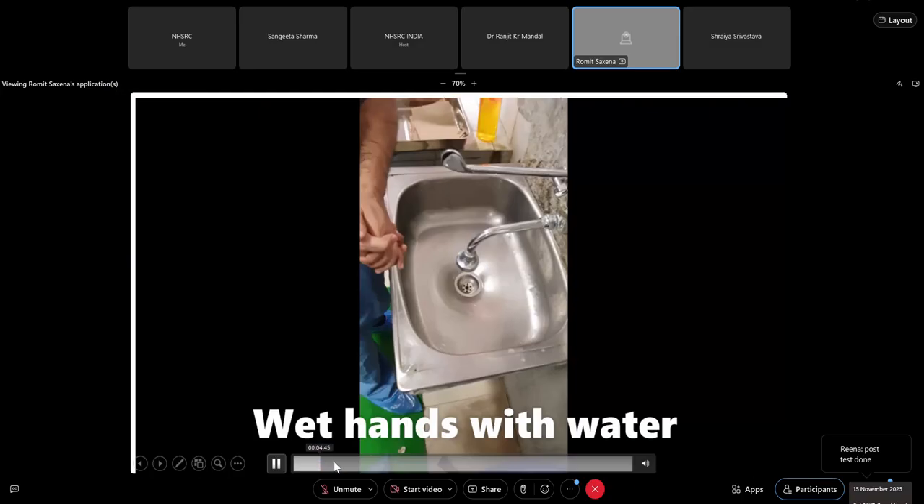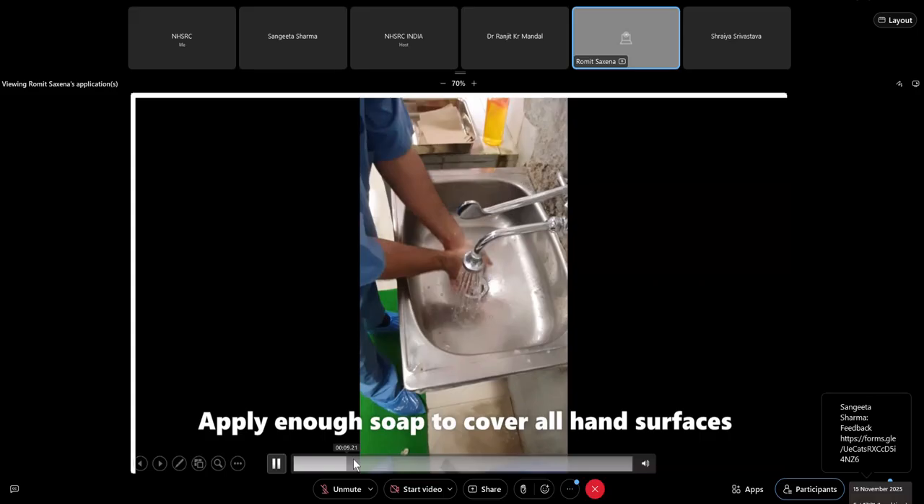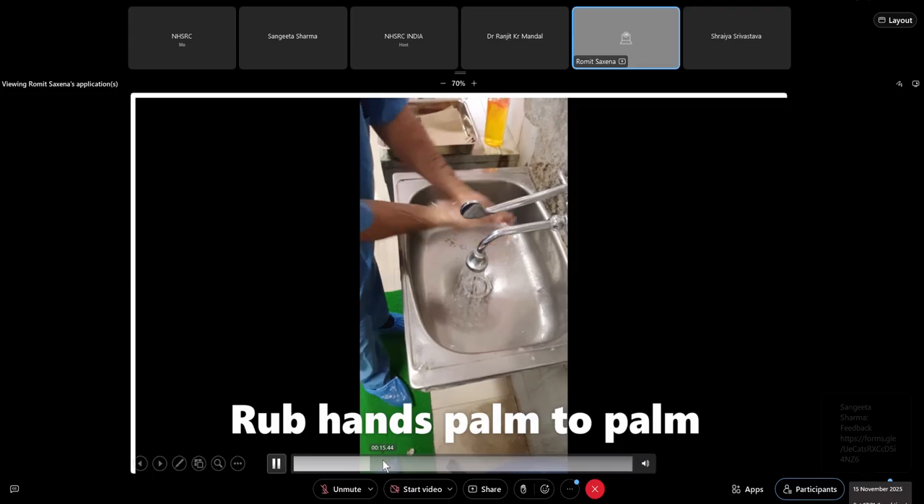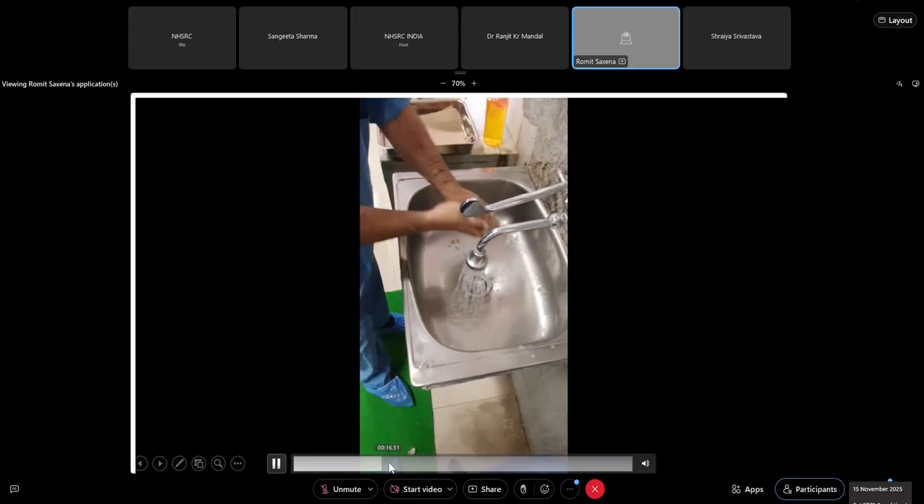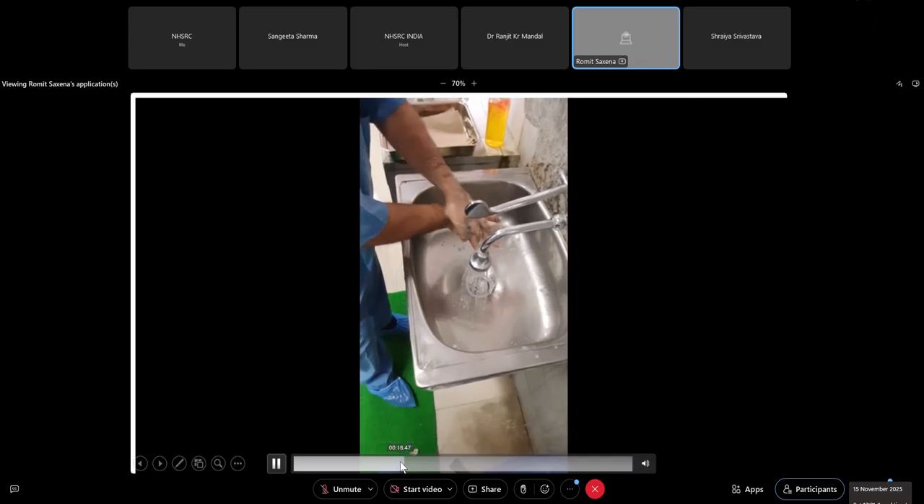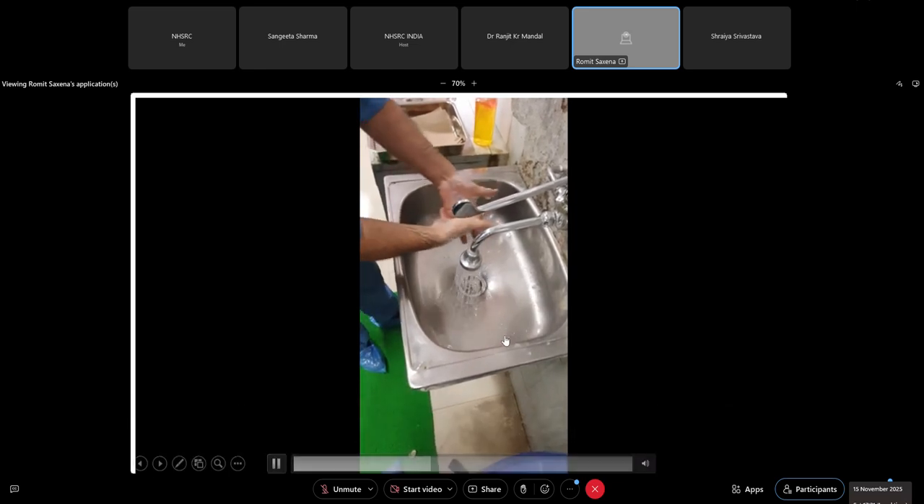So what is showing is wet hands with water. Just read the labels underneath. Apply enough soap to cover all the surfaces. Rub hands palm to palm. Right palm over the left dorsum with interlaced fingers and vice versa. Palm to palm with fingers interlocking.